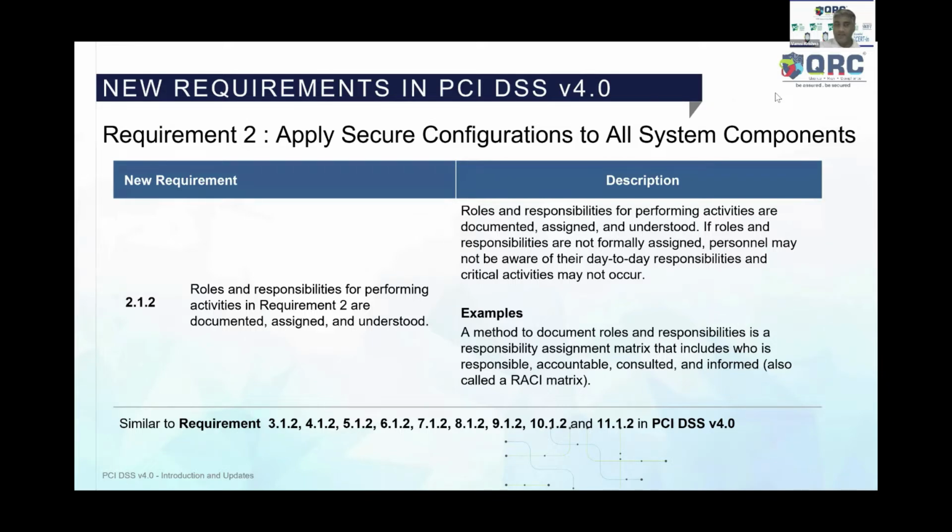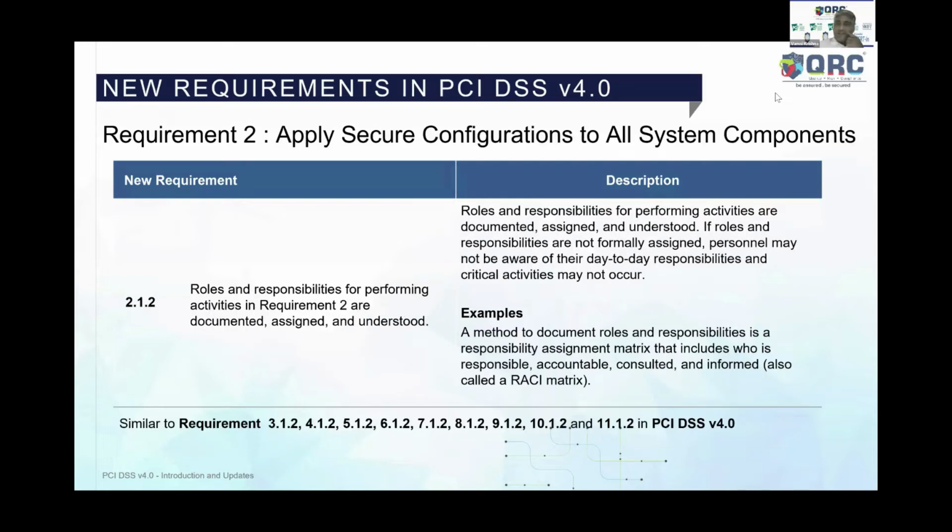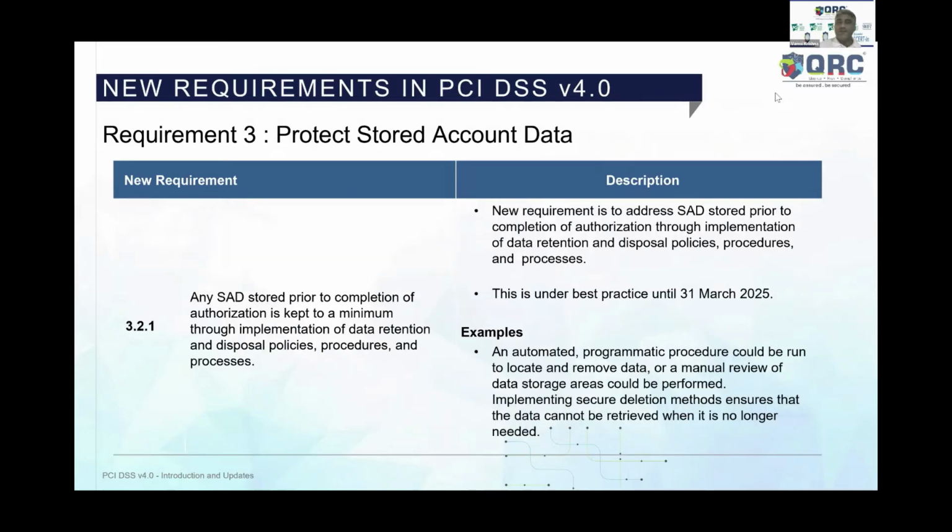Now, the same roles and responsibilities requirement is already mentioned in 3.1.2 and 4.1.2. It means who is responsible for encrypting data while sending outside? Who is responsible in your organization? Requirement by requirement, the organization is supposed to define this now. Okay. So this is apply secure configurations to all systems. In the second requirement, this is the only change, the roles and responsibility. Rest of the things are clarifications or some structural format changes only, but overall it is the same. Now protect stored accounts data.